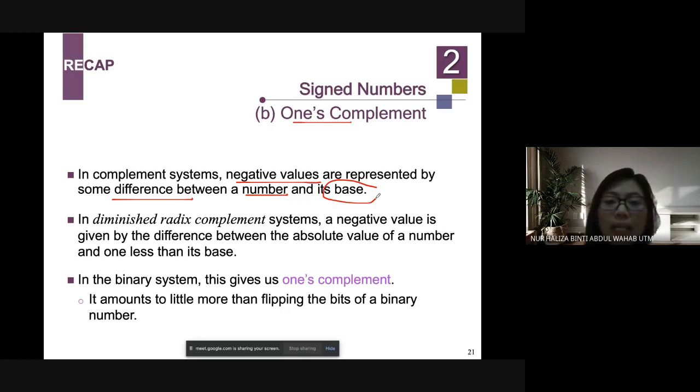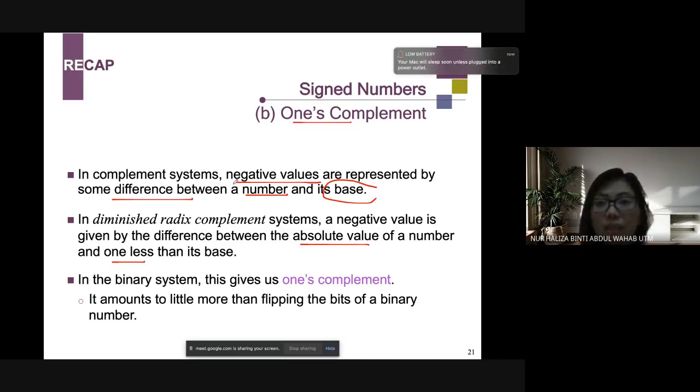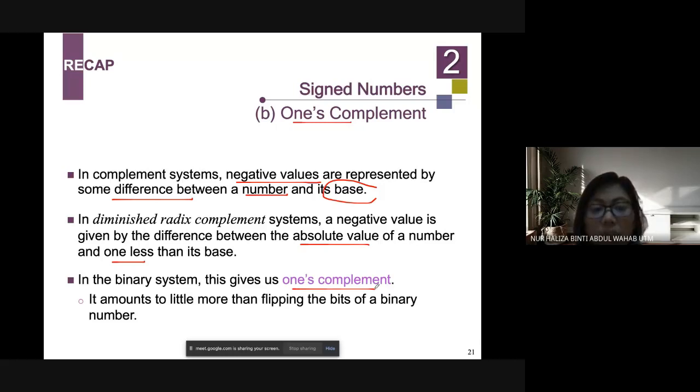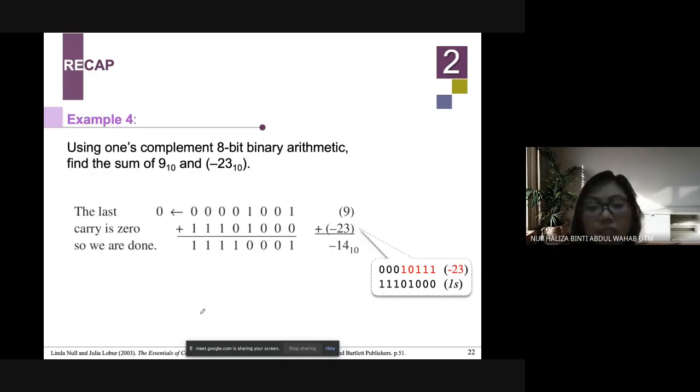In our numbering system, a negative value is given by the difference between the absolute value of the number and one less than its base. What is the meaning of this? In the binary system, this gives us the one's complement. It amounts to little more than flipping the bits of the binary number. What is the meaning of this? Okay, we're going to check it.